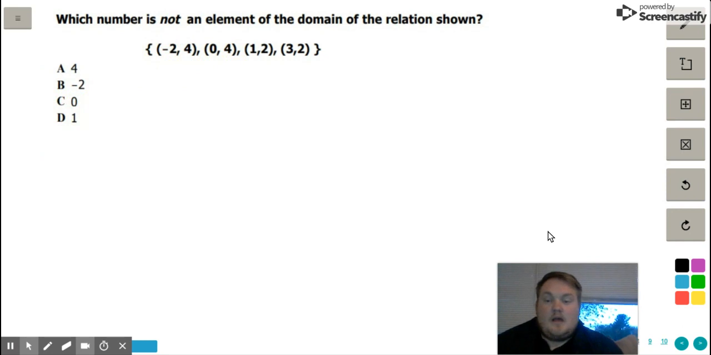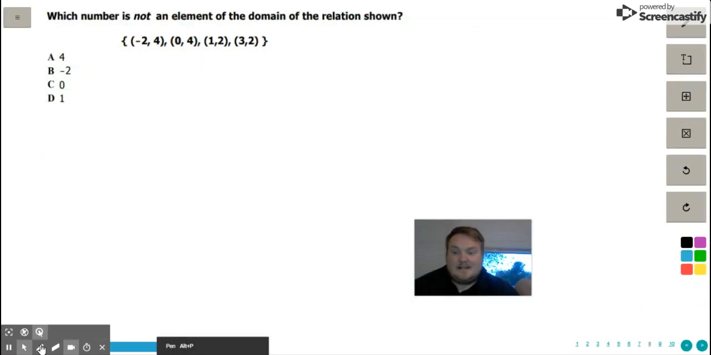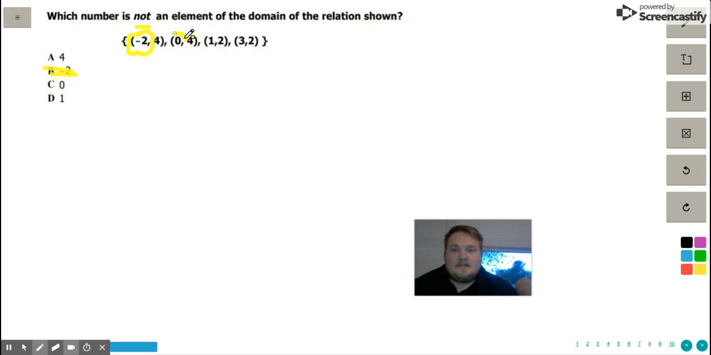Okay. This question's tricky because it wants to know what is not an element of the domain. So we're looking for things that are not in the domain. So -2 is in the domain. That's not an answer choice. 0 is in the domain, not an answer choice. 1 is in the domain, not the answer we're looking for. And 3 is in the domain. So the only answer that is not part of the domain, keyword not, is 4.